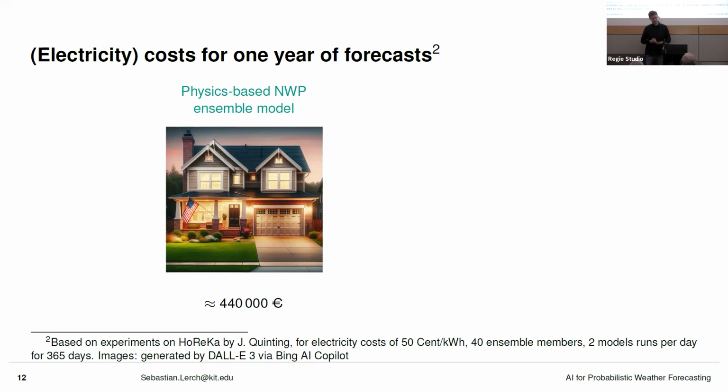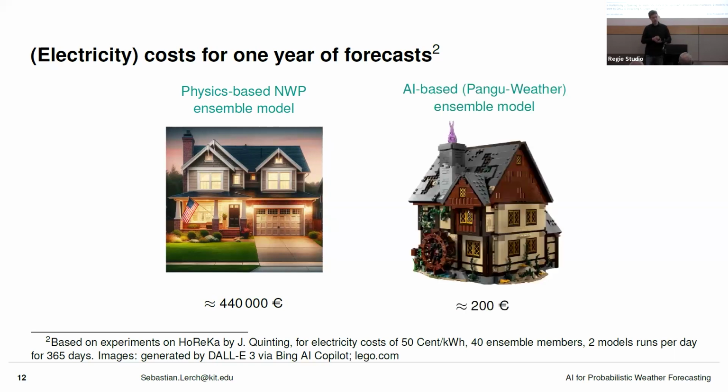Now, as you might imagine, I already told you, AI-based weather models are able to do this much cheaper. So you can have a guess for yourself if you want, but this actually would cost 200 euros. So this would be if you use the Pangu-Weather model. You also get a house for this. The downside is that it's made of Lego bricks only.